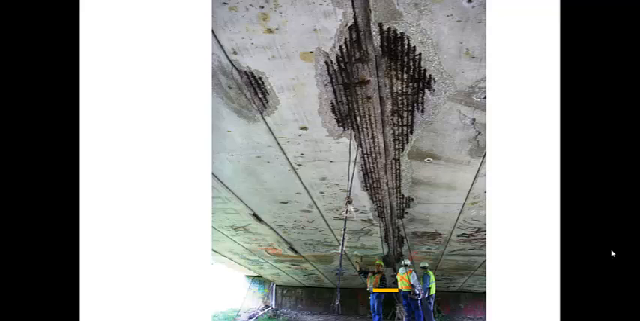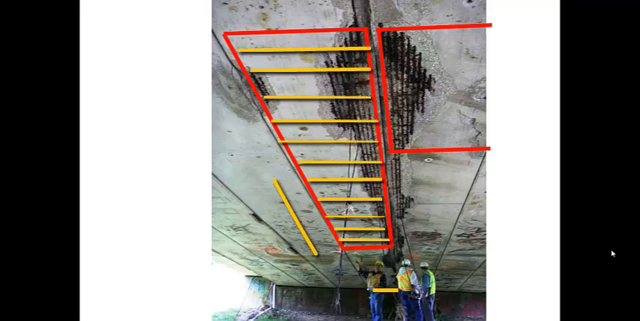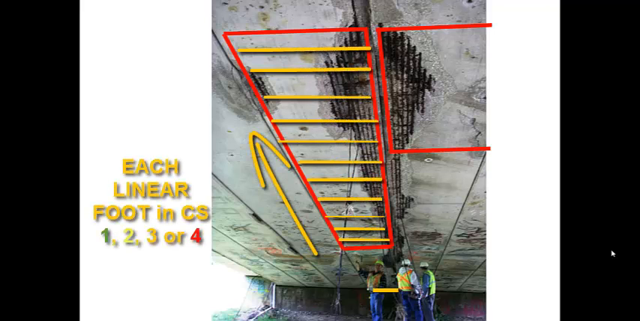That was span 2, the middle span. This is span 1. Span 1 had the worst or more exposure, and you can see that there's a lot of exposure. And the red box here is indicating that these are portions with more than a quarter of the cross section. The linear foot moving along the beam line would be placed in condition state 4.